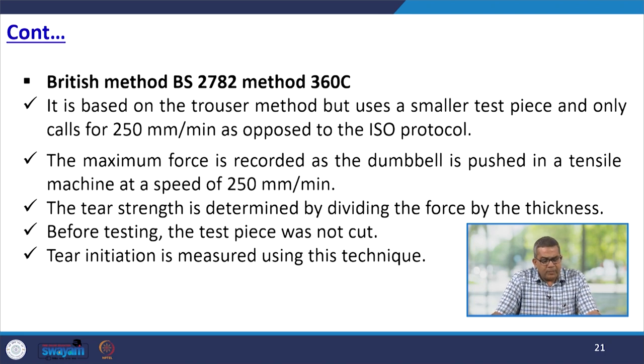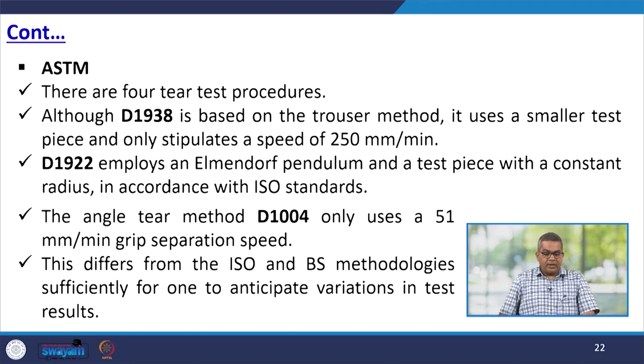Let's talk about the British method BS 2782 method 360C. It is based on the trouser method but uses a small test piece and only calls for 250 mm per minute as opposed to the ISO protocol. The maximum force is recorded as the dumbbell is pulled in a tensile machine at a speed of 250 mm per minute. The tear strength is determined by dividing the force by the thickness. Now, before testing, the test piece is usually not cut. Tear initiation is measured using this particular technique.